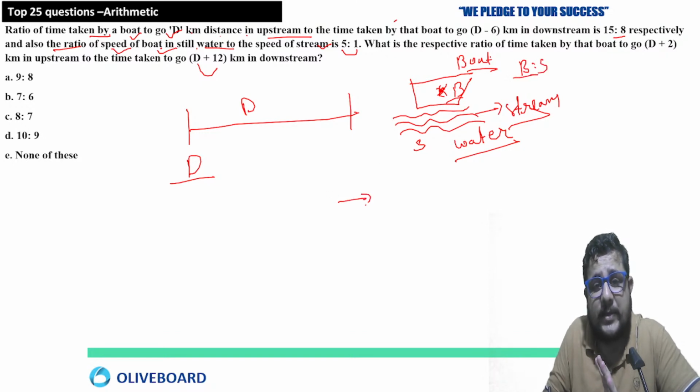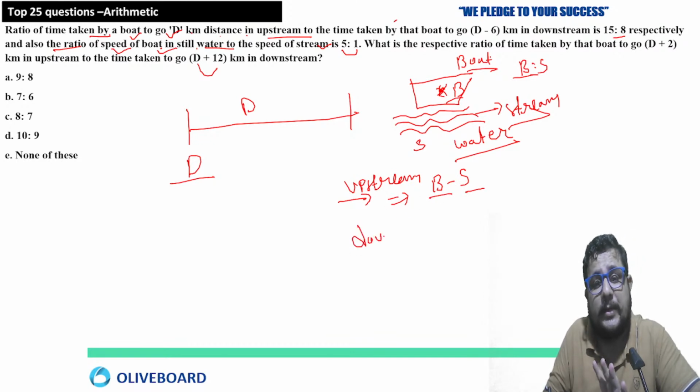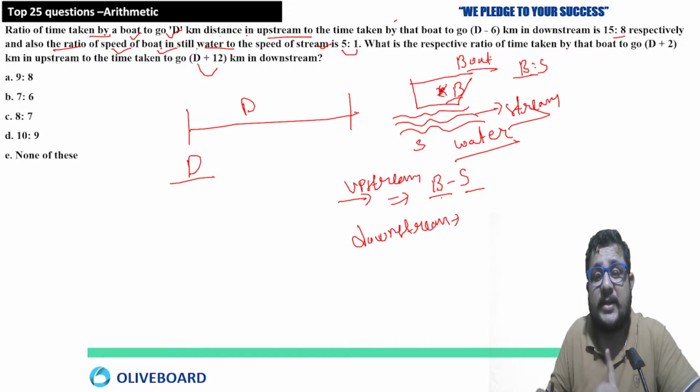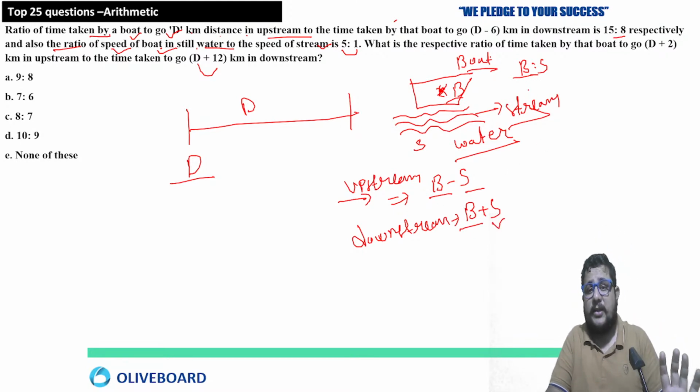So in upstream, the speed is going to be what? The speed of the boat is going to be the difference of the boat speed and stream speed, right? And in downstream, speed is going to be what? Just add both, the sum of the speed of boat and stream, that I already told you many times. So their ratio is given 5:1. So we can say that speed of boat is 5x, so speed of stream is x.